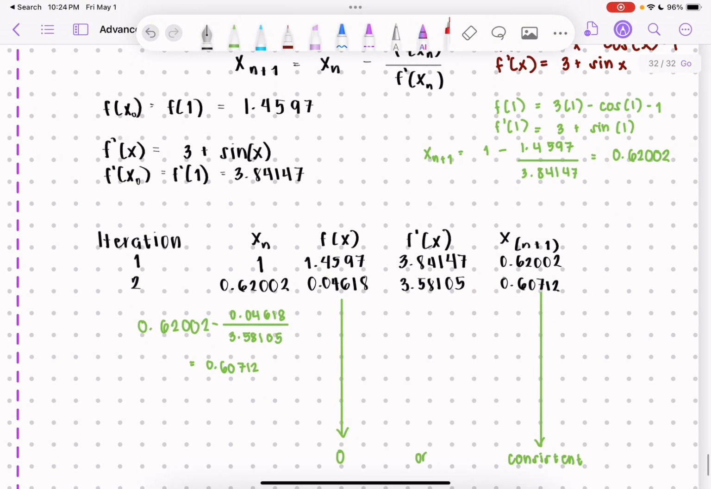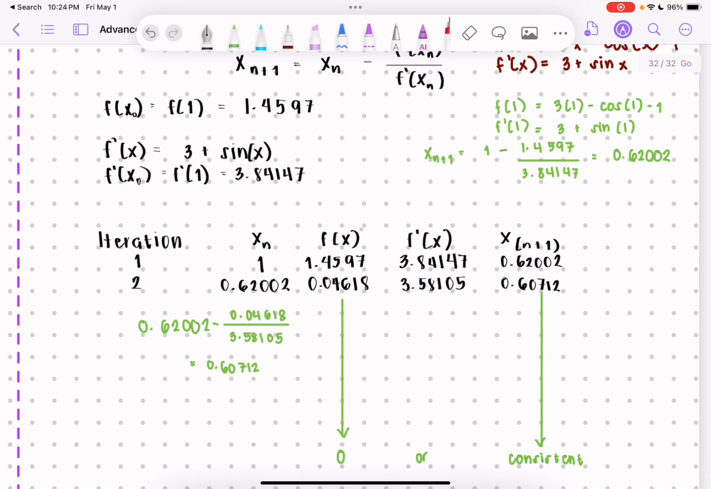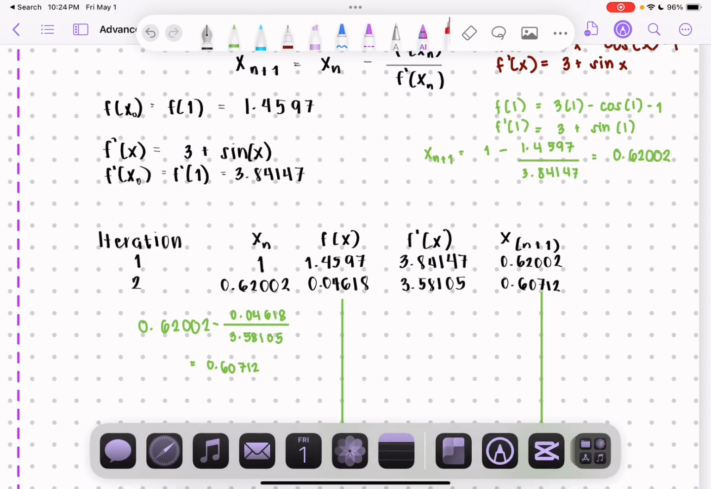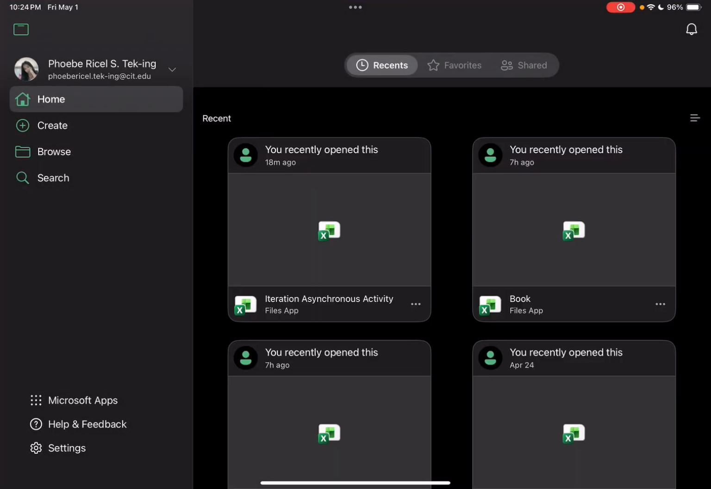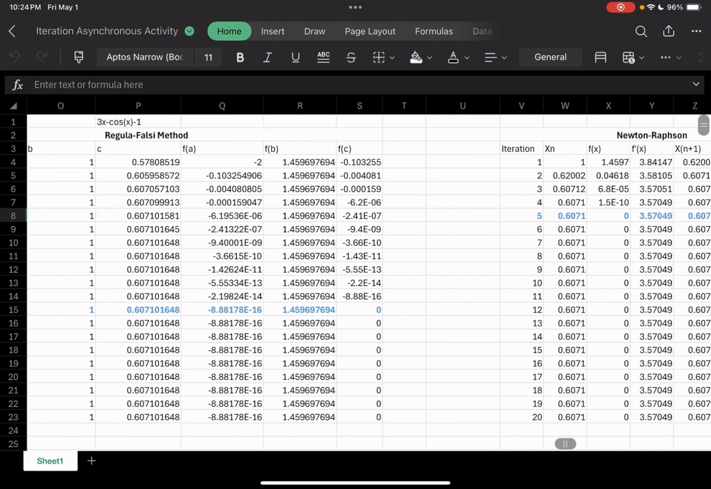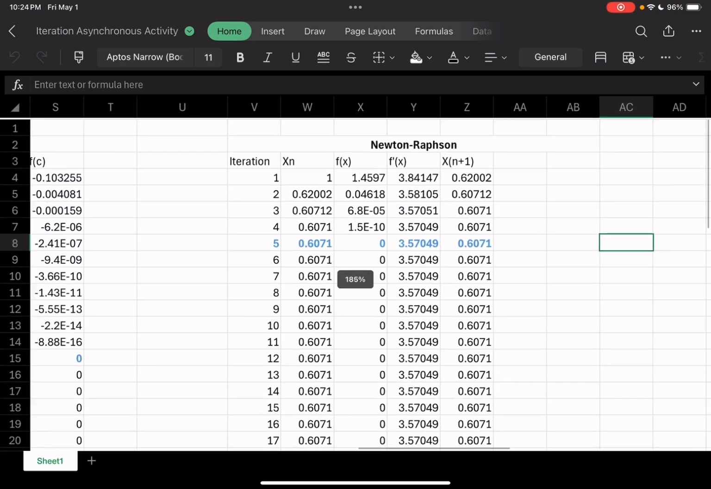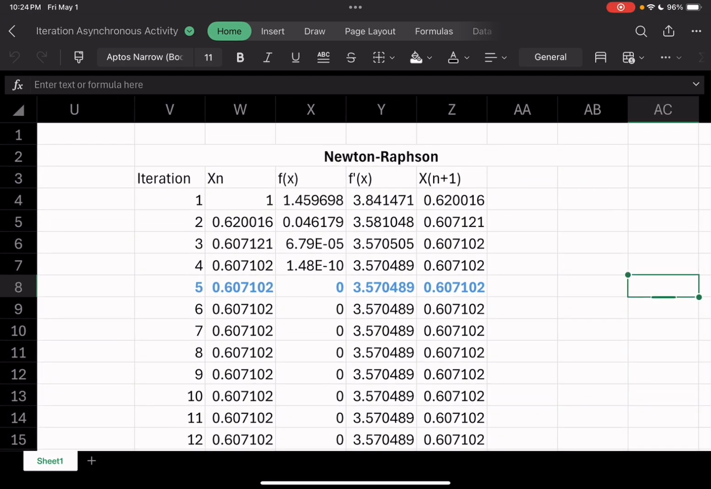Now we're just going to do this again and again until the value of our f of x is equal to 0 and our x sub n plus 1 is consistent. So you're going to iterate again and again until f of x is 0 or this one is consistent. Now to do this faster, we're going to need the help of Excel. So using Excel, we have this right here. For the iteration, you simply put the number of iterations you want. For x sub n, the initial value of 1, we're going to plug that in this cell.